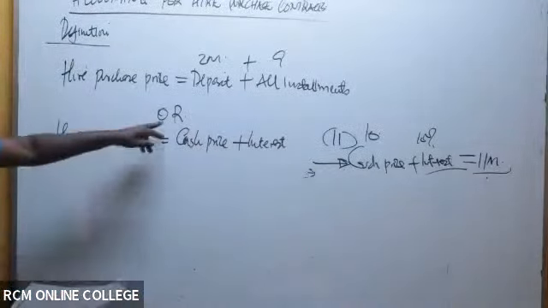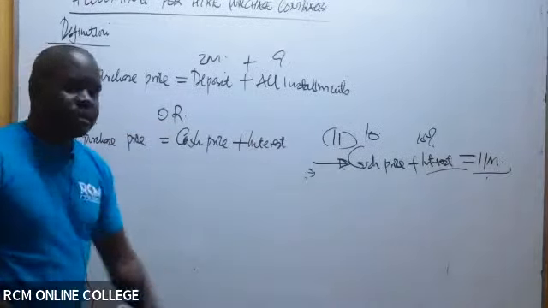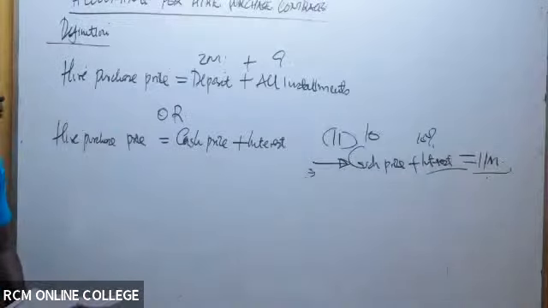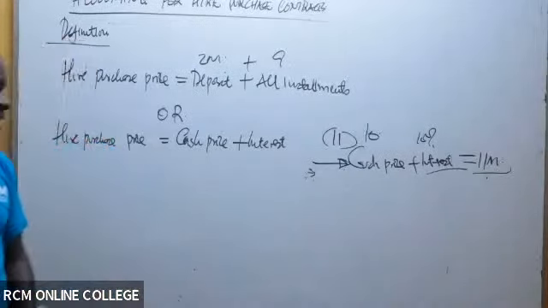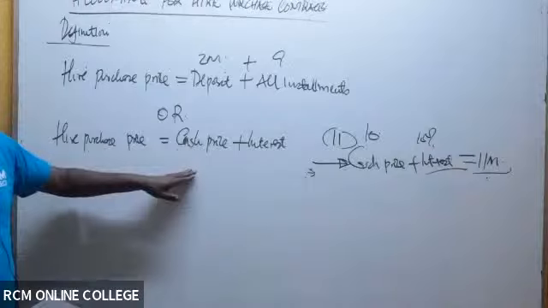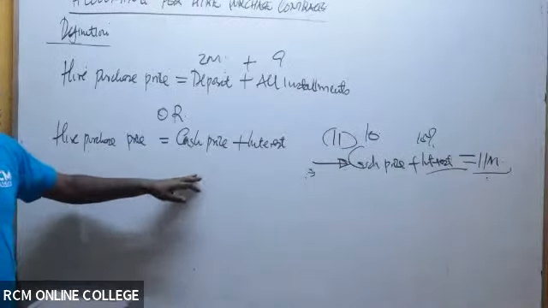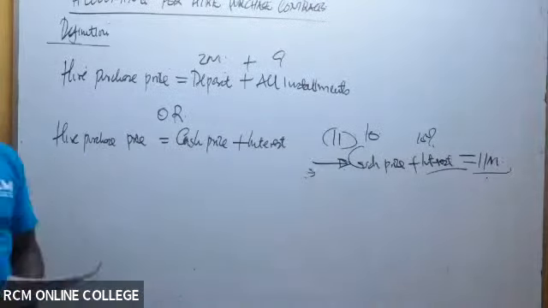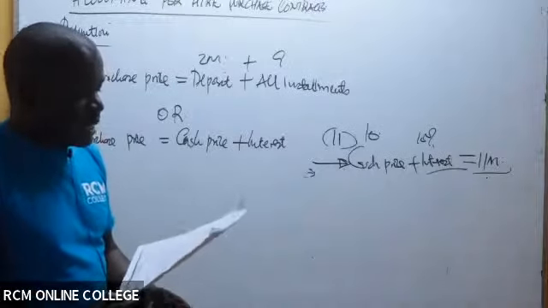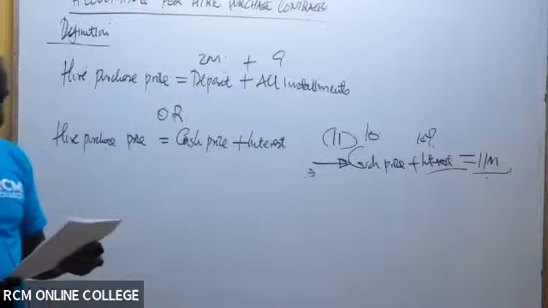So the hire purchase price is equal to the cash price plus the interest. Whenever goods are sold on hire purchase basis, they won't be sold at the same price as the cash price. So the customer who buys at cash price won't pay that exorbitant price compared to the one who pays under hire purchase.